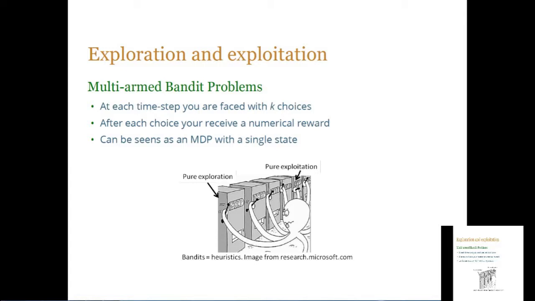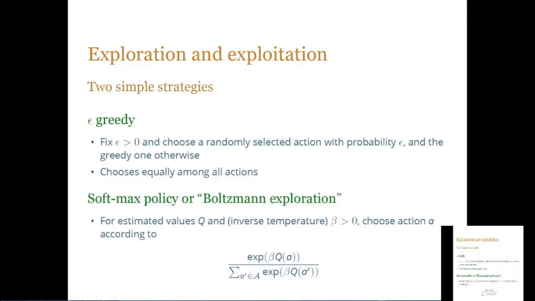So let's start with the first technique. I guess you have probably heard about epsilon-greedy. This is a very simple strategy. You fix epsilon, which is a very small number, and then you choose a random action with probability epsilon, and otherwise you are greedy. You choose the action that you think is best with probability 1 minus epsilon. So this chooses equally among all actions.